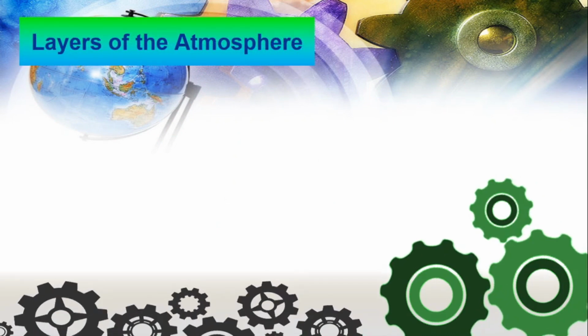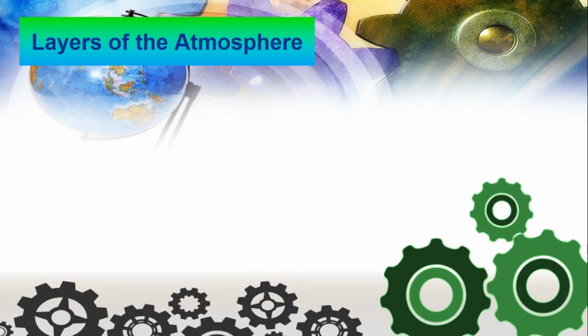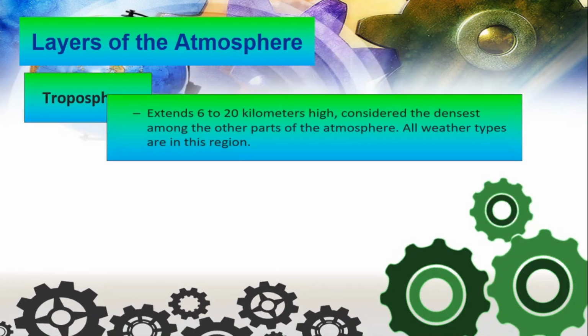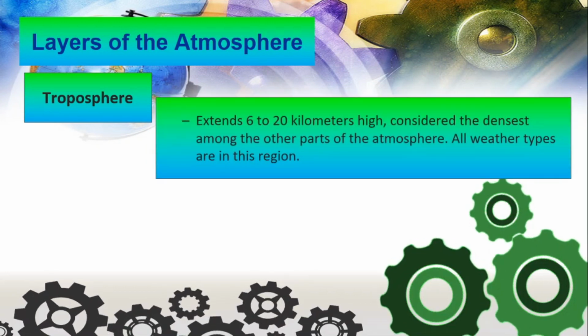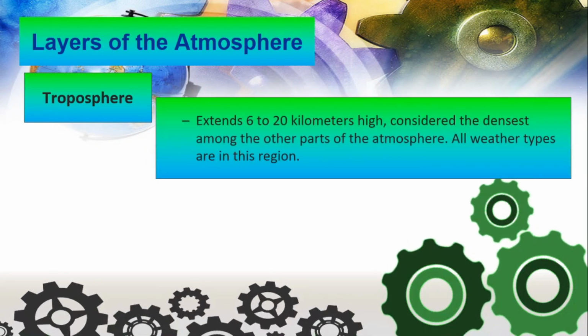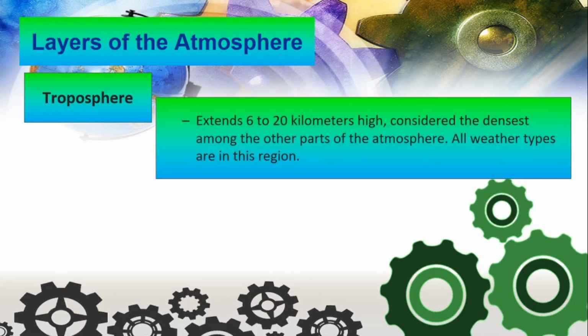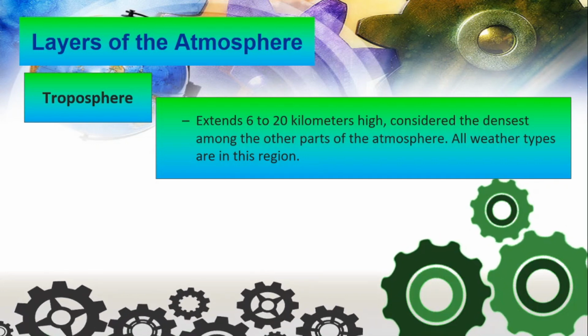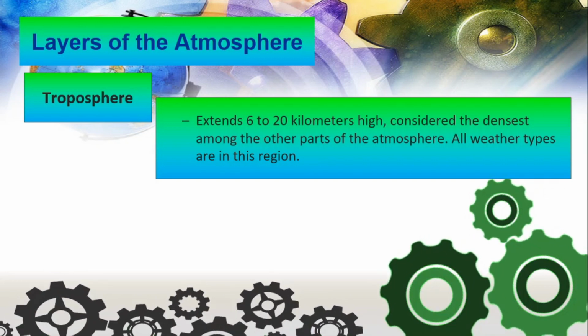So what are the layers of the atmosphere? So let's start from the very bottom. Troposphere extends 6 to 20 kilometers high, considered the densest among other parts of the atmosphere. In this sphere, all weather types are found.